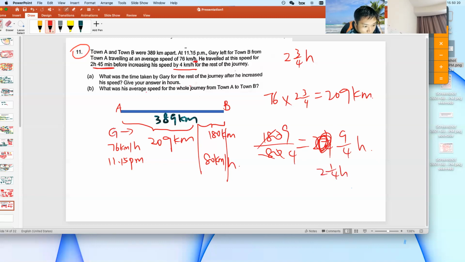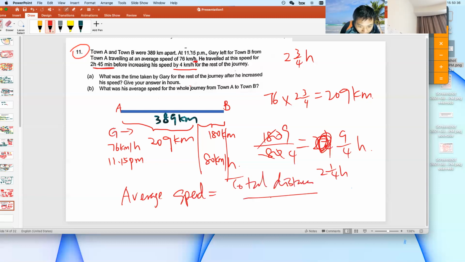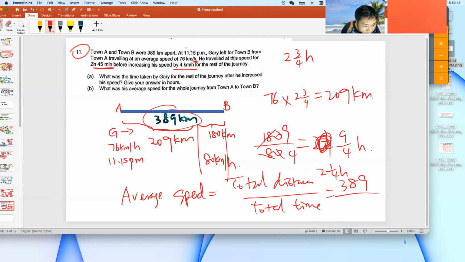What was his average speed for the whole journey? How do you find average speed? Remember the formula, even though you might not be tested. Average speed is always the total distance divided by the total time. So the total distance is this 389. The total time is the time for the remaining journey.